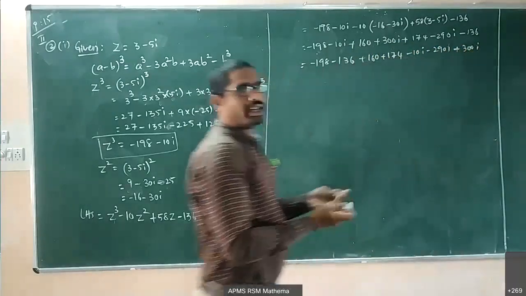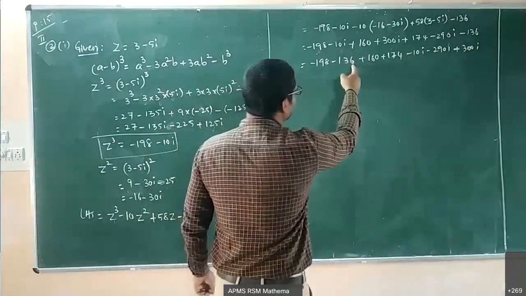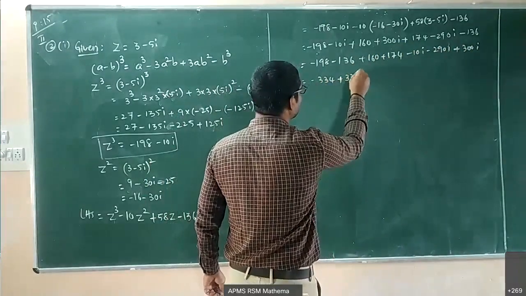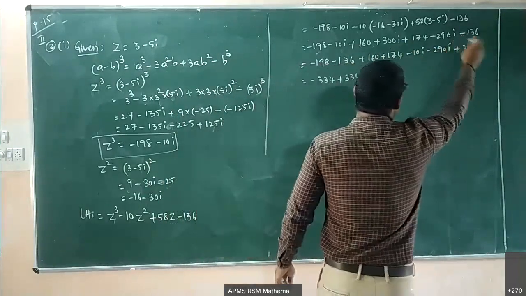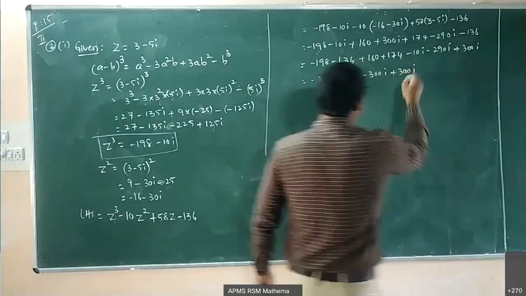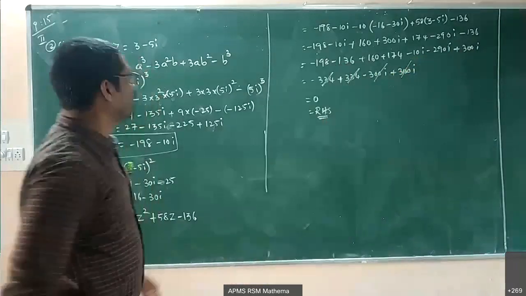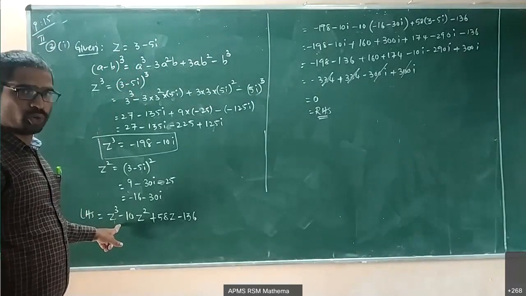I have written the numbers first and the i terms next. If I add the first two, I get minus 334, plus here also I get plus 334. If I add the i terms, minus 300i and plus 300i. Minus 334 plus 334 gets cancelled, we get 0, which is RHS. So this is how we need to solve when Z is given and a condition is given to show.